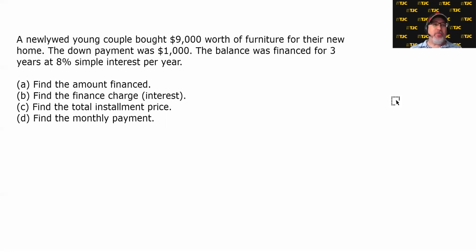All right, before we jump into this problem, let's notice a few things different about what we were given. We were given a down payment, but what we weren't given was a monthly payment. We are told how long we're going to pay, so the term, if you will, of the installment plan. They're going to take 3 years to pay this off. Now notice what we were given. We were given an interest rate of 8% simple interest per year.